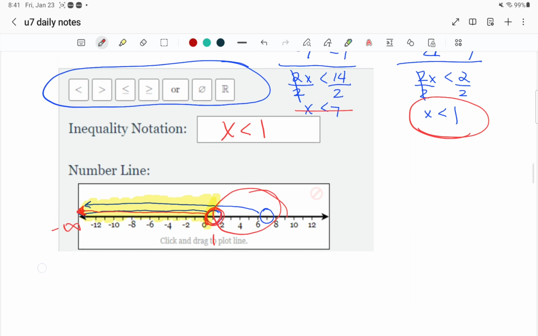The way we're going to say this is we're going to keep the shorter one.